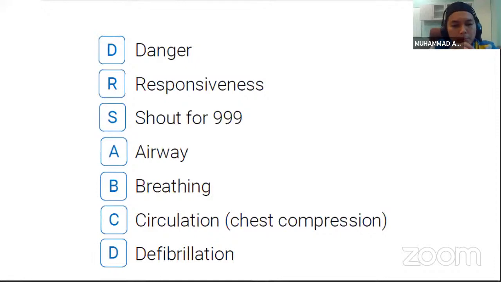Okay, so check the airway. If no airway blockage, you check for any bleeding or not. If no bleeding, straight away start chest compression. Because we are healthcare workers, we are able to check circulation during the airway and bleeding check. If no pulse, start chest compression and early defibrillation.